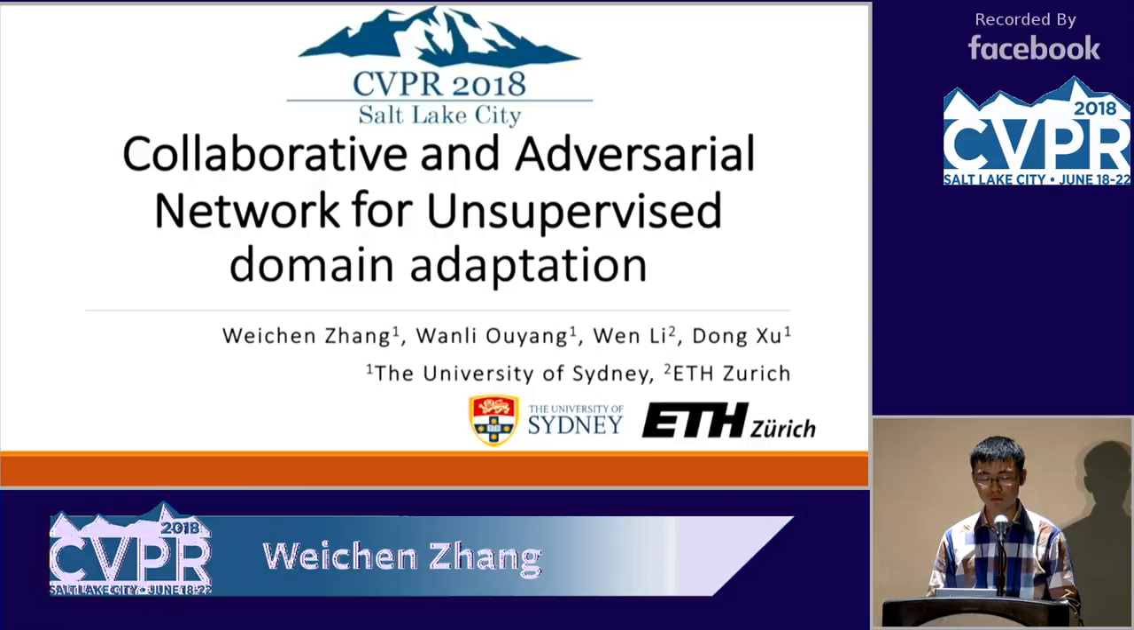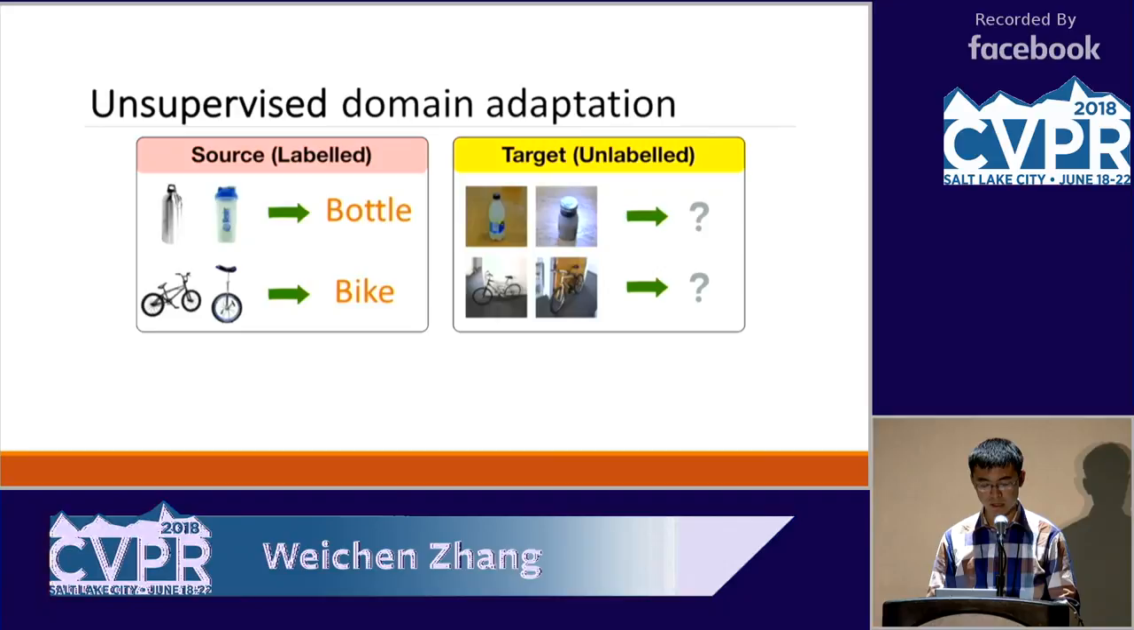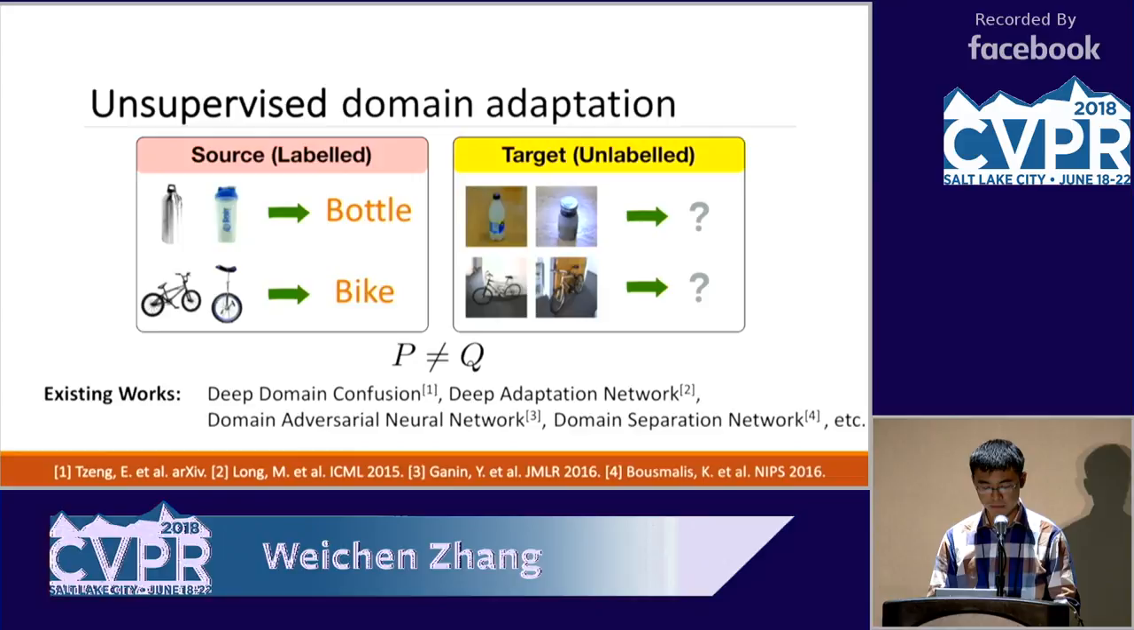In unsupervised domain adaptation, we have a labeled source dataset and an unlabeled target dataset with the same classes, given that the source and target distributions are different. The goal of the task is to categorize the unlabeled target dataset into the given classes. Many works have been done to solve this problem.